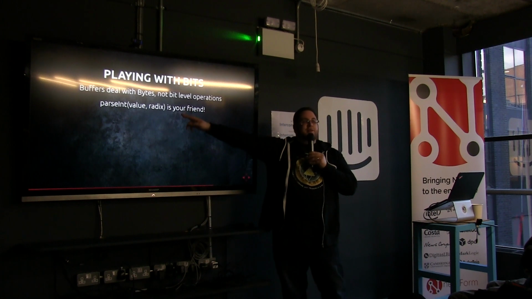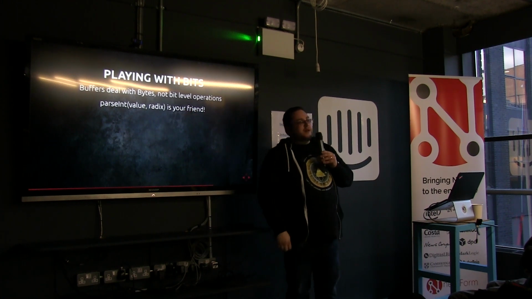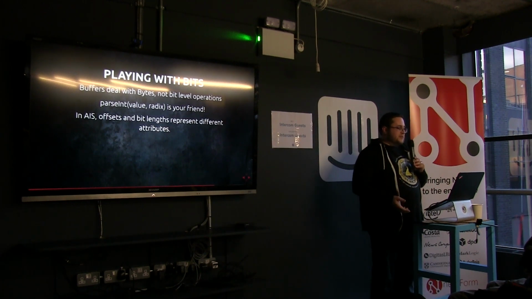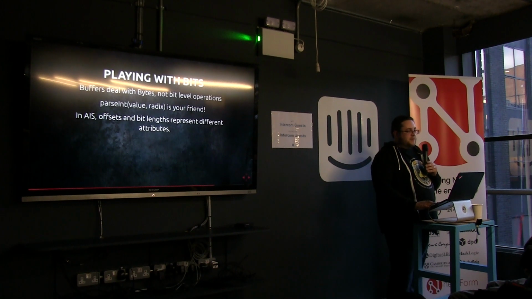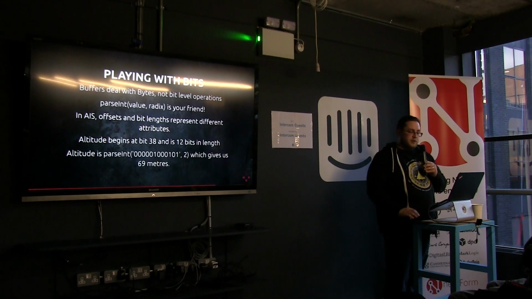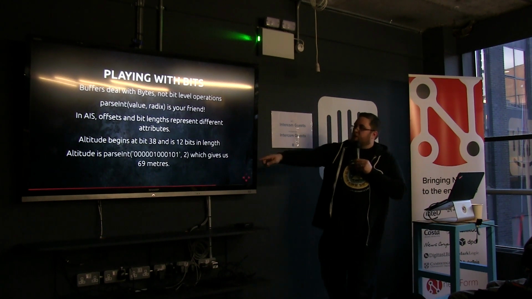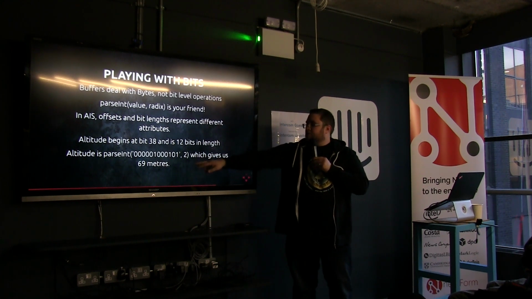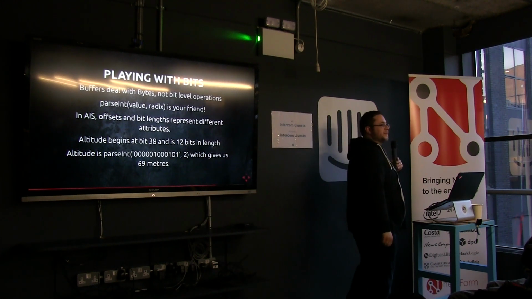Value and radix here being your base. So base 10 normally, but base 2 saved the day here. So in AIS, different offsets and bit lengths give you the different attributes. So altitude begins at bit 38, and that's 12 bits in length. So that gives you an unsigned integer. So parseInt of that from the previous slide, base 2, 69 meters.